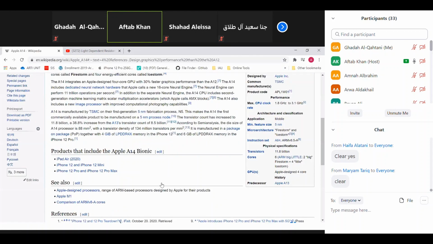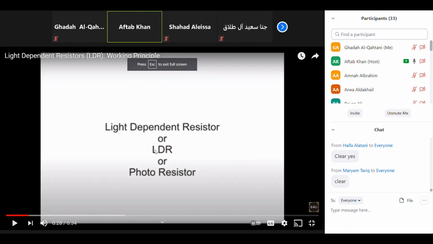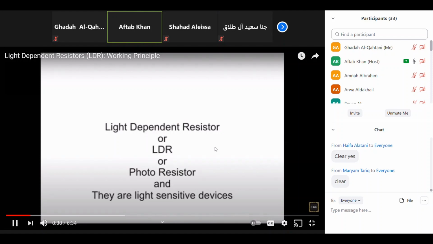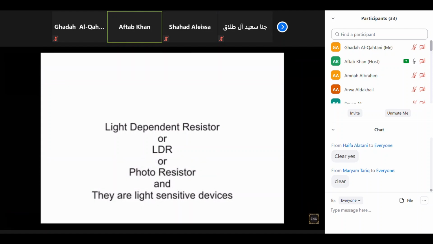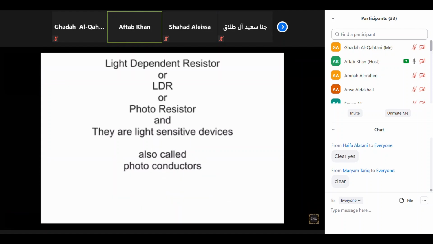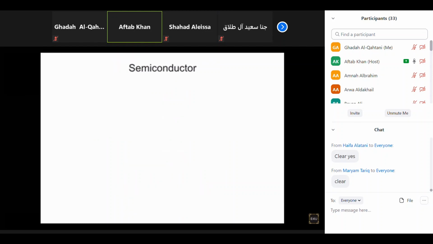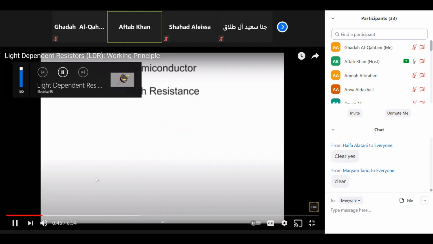See this one. This is a light dependent resistor, LDR, or photoresistor. There are a lot of names for this device: photoresistor, LDR, light dependent resistor. See how it works. That is why they are light sensitive devices; they can sense light. They are also called photoconductors, photoconductive cells, or simply photocells. They are made up of semiconductor materials having high resistance.